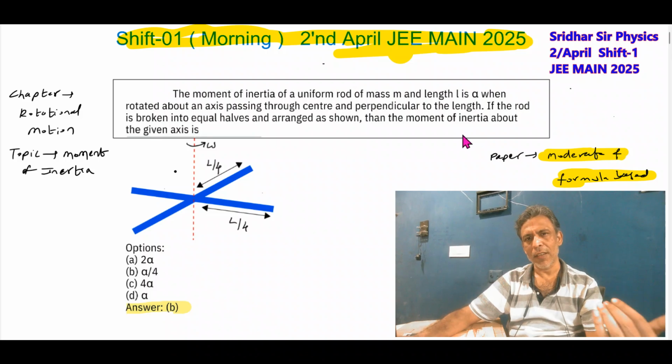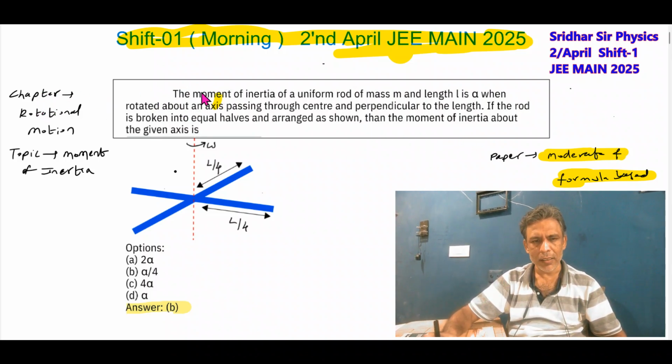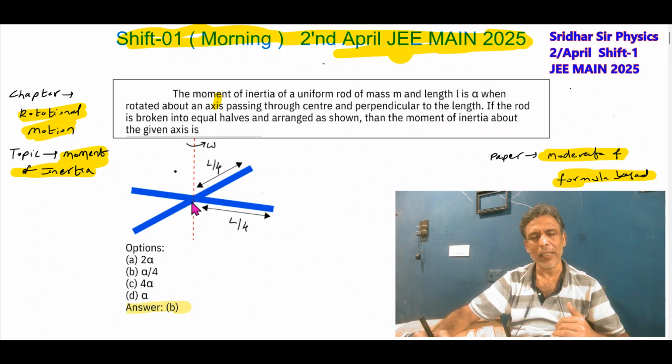Fine. So we'll start the paper. Now the chapter for this particular question I picked up is rotational motion, and the subtopic is problems based on the moment of inertia. Now let me read the question. The moment of inertia of a uniform rod of mass m and length L is alpha when rotated about an axis passing through the center, perpendicular to its length. If the rod is broken into equal parts and arranged as shown, find the moment of inertia about the given axis. The diagram is given in the exam also. Looking at this diagram, we have to bring in that basic formula.